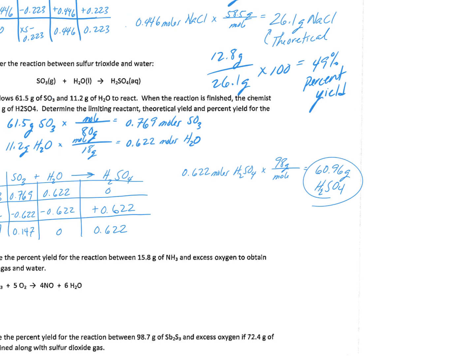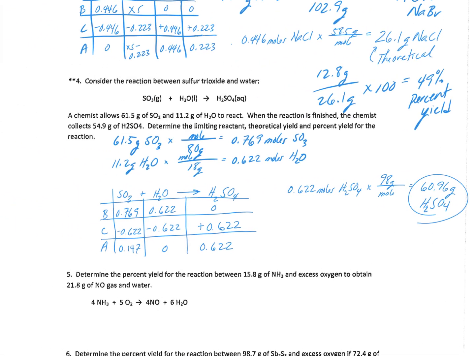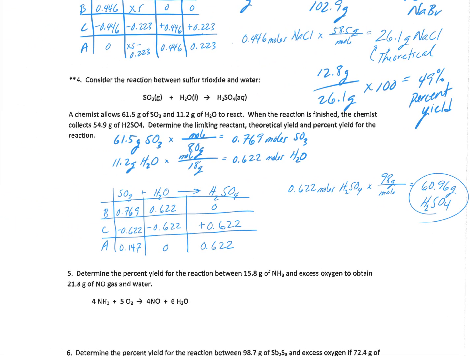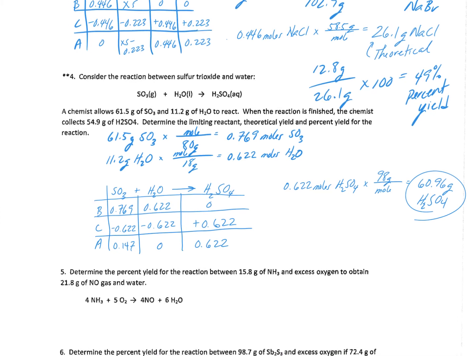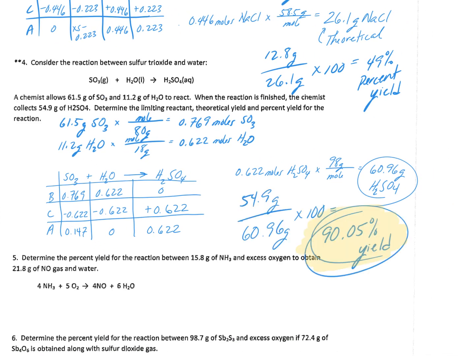Let's see how that compares to the amount that we actually made. Okay, we actually made 54.9 grams. Okay, and there we have it. That comes out to be about a 90% yield. So there you go. Let's try the next one.